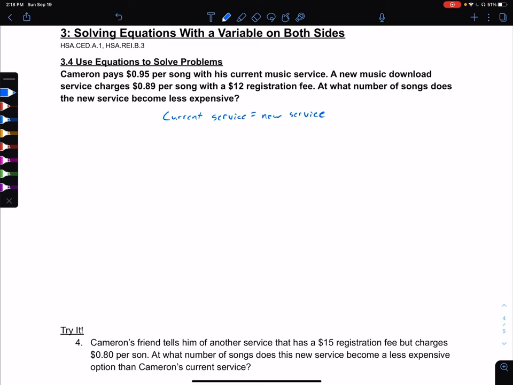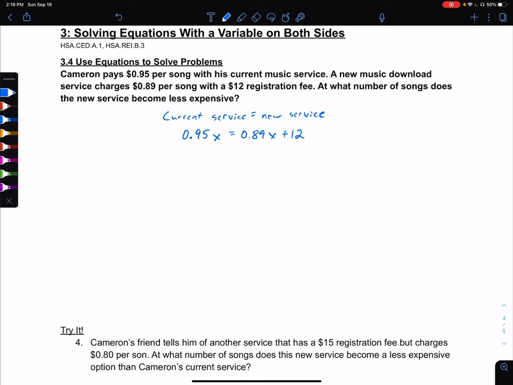So our current service, Cameron pays 95 cents per song. So we could say that would be 0.95. I'm not going to use S for songs, we'll just use X. So we'll say 0.95X. That's our current cost. The new service is 89 cents per song, so it would be 0.89 per X songs. But there's also a $12 registration fee. So the songs themselves are cheaper, but we have to pay $12 up front.